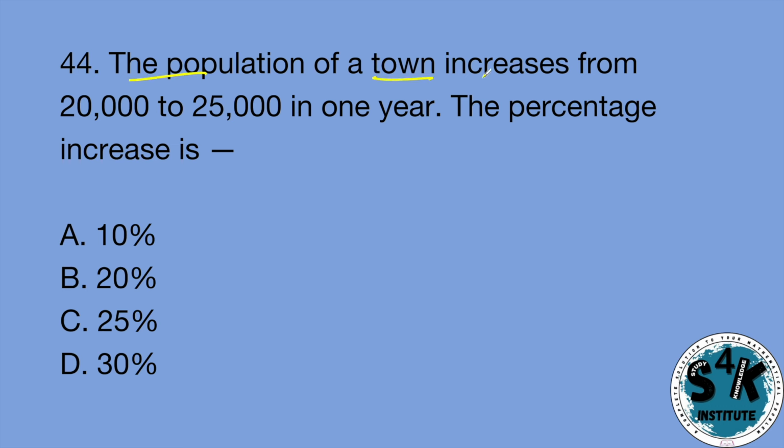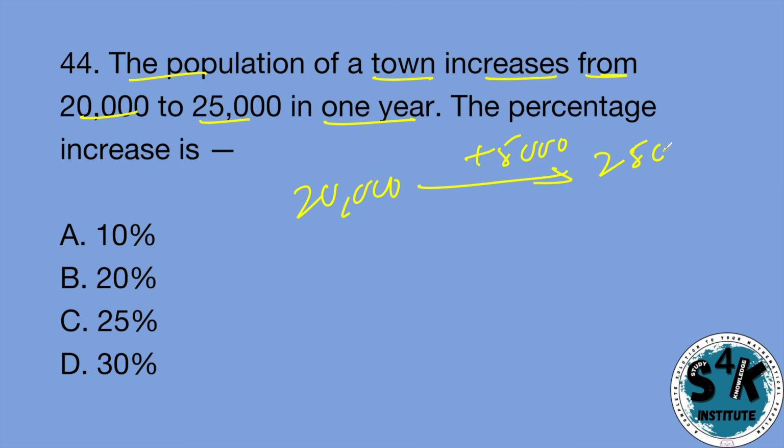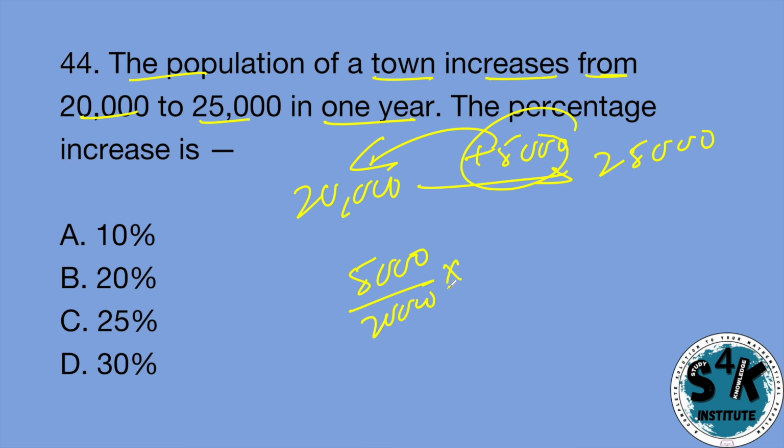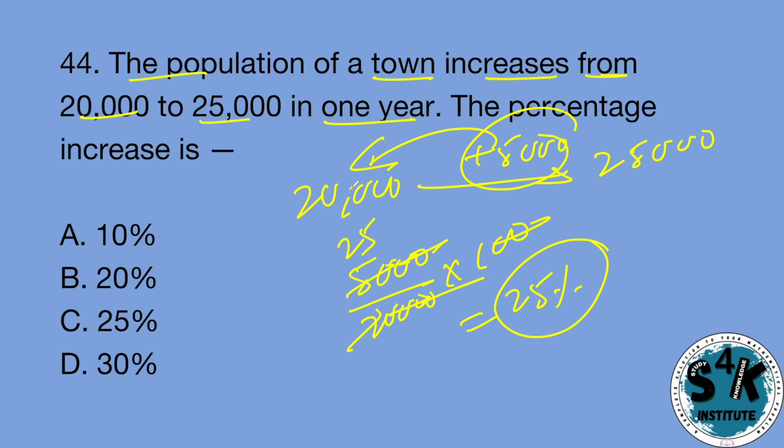The population of a town increased from this much to this much in 1 year. Okay, so how much percentage has it increased? From 20,000, they have added 5,000 in 1 year. So this much is how much percentage of this much? So 5,000 over 20,000, 20 cancel, 20 cancel, it becomes 25. So 25%. So 5,000 is 25% of 20,000. So it is an increase of 25%.